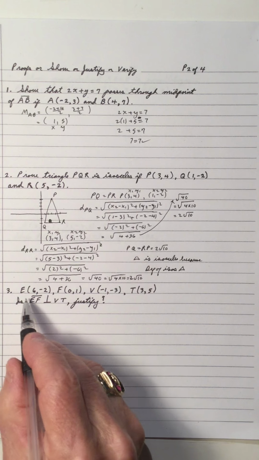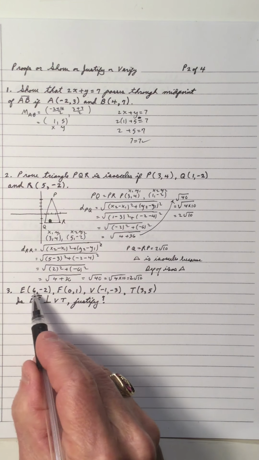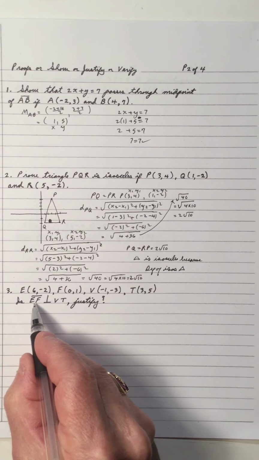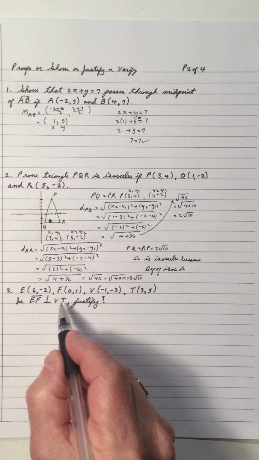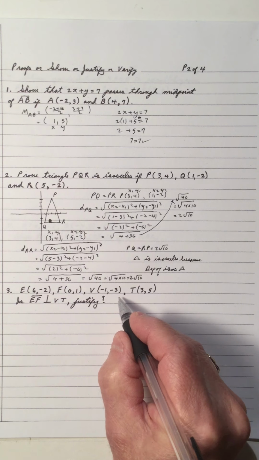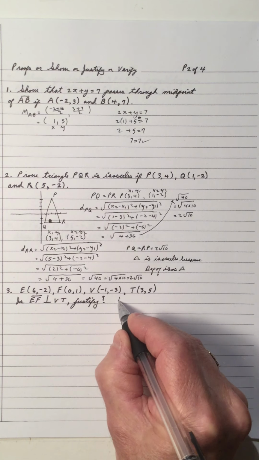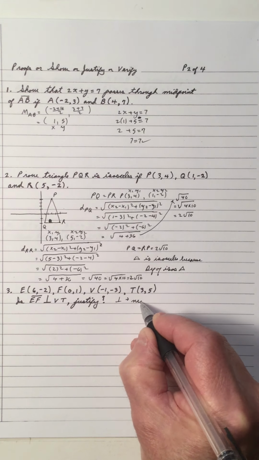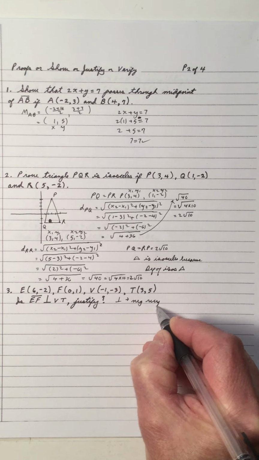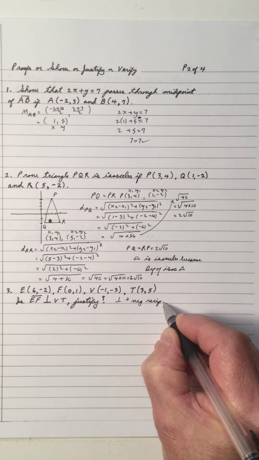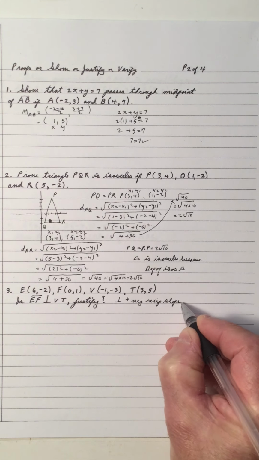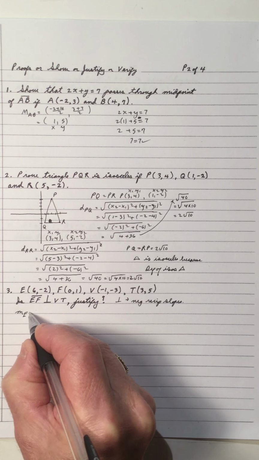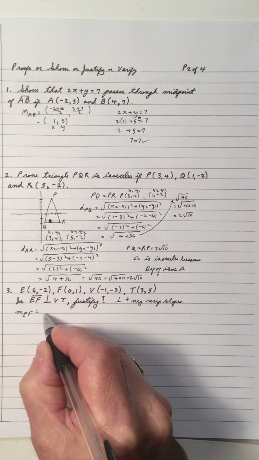Number 3. It says, see all the coordinates, there's point E, point F, point V, point T. Is EF perpendicular to VT? Justify. So perpendicular means that you have negative reciprocal slopes. So I'm going to get the slope of EF and work it out.